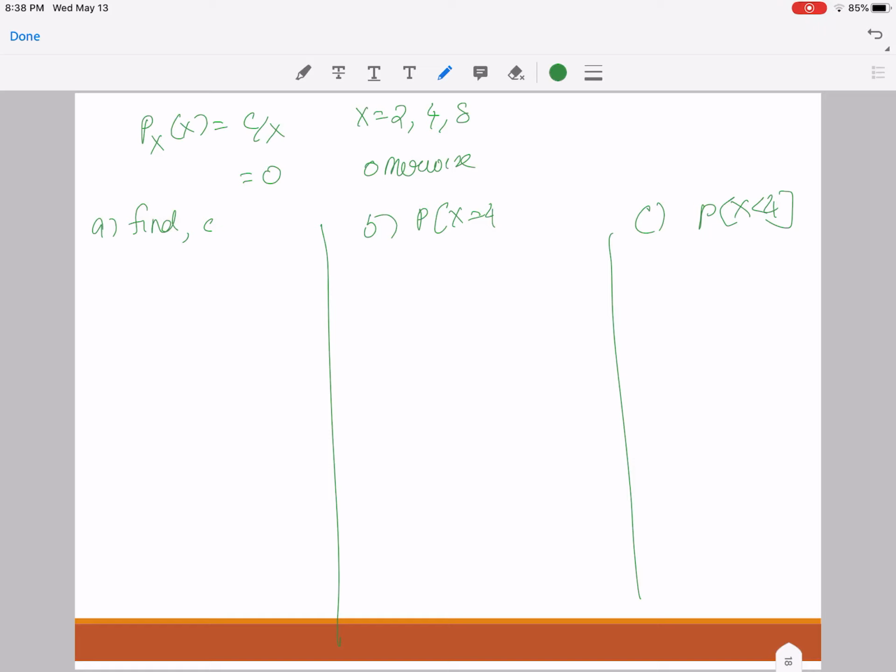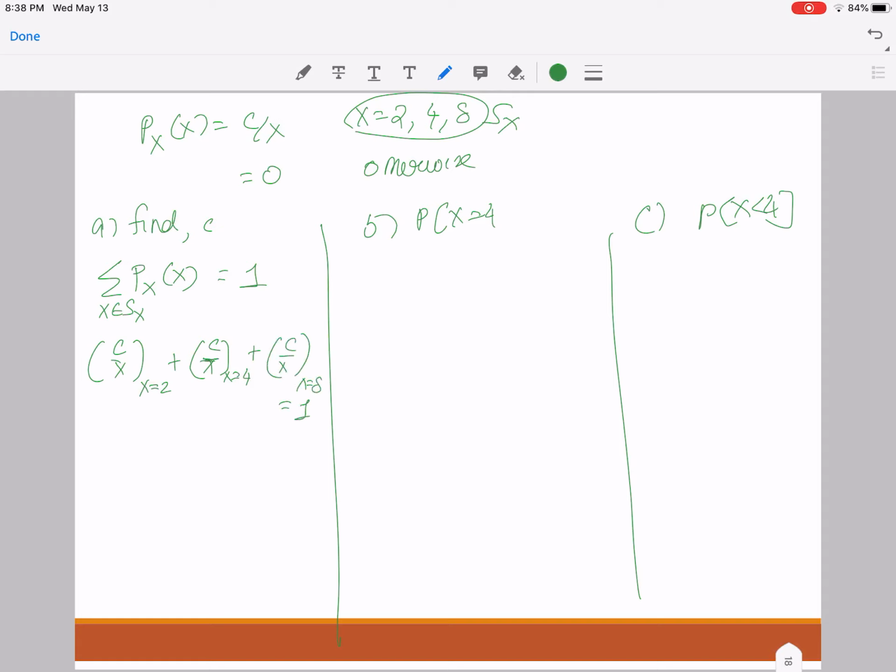In order to find the hidden constant C, what I can do is use the property of the PMF that if I add the PMF values for all the values of X in the sample space, that gives me a value equal to 1. So if I add the PMF value for these values of X, because this denotes the sample space, I am going to get the value equal to 1. The probability mass function is C over X. So if I plug in X is equal to 2, then add C over X by plugging in X is equal to 4, plus C over X with X is equal to 8, that's going to give me a value equal to 1.